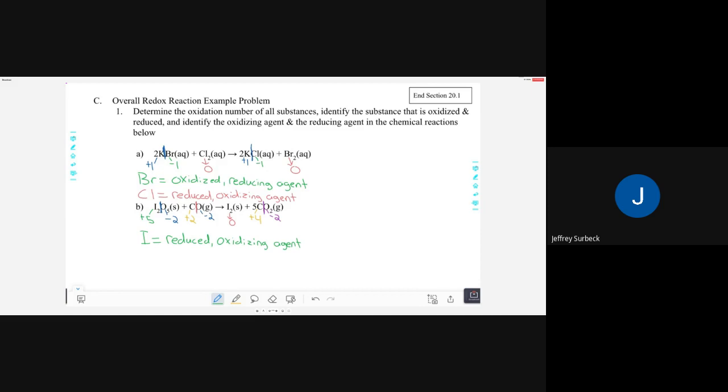Carbon, we have a +2 charge on the left, +4 on the right. Does it get more positive or more negative? More positive. More positive, which means it's what? Oxidized. Yes, very good. So we say that our carbon is oxidized, and what type of agent is it? Reducing. Very good.